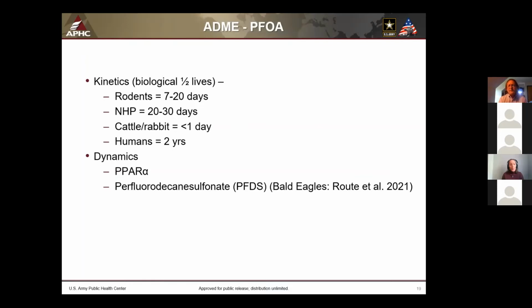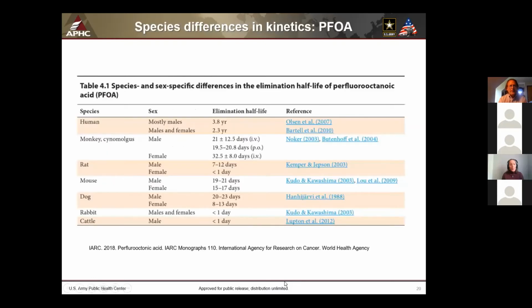There also have been some studies in bald eagles, which maybe we'll hear about later. And so here's some more data that shows some differences in elimination and half-life of PFOA, for example. Again, it's markedly different. In fact, there are big changes between males and females as well. Females tend to be a little bit better at excretion, but not always.